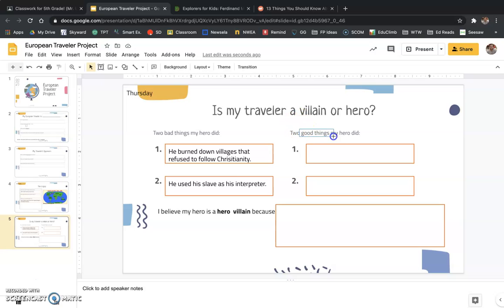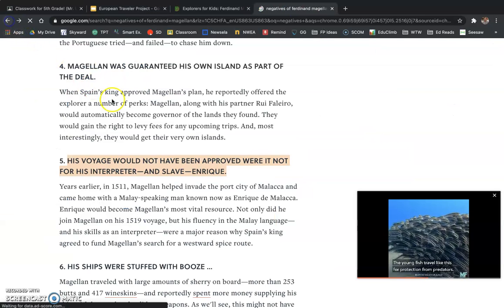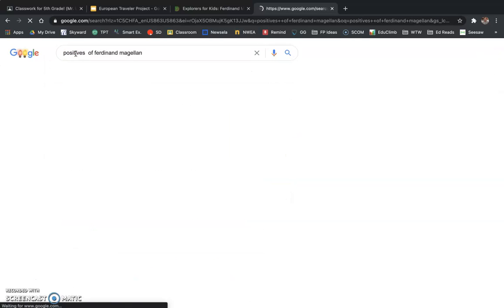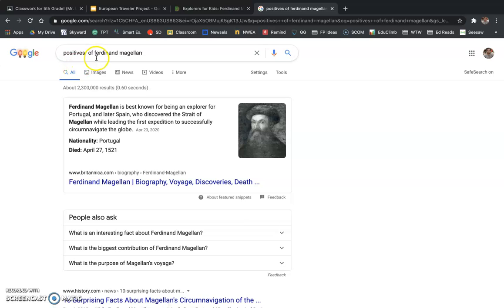Okay, two good things that my hero did. All right, so I'm going to actually change the question here. Instead of negatives of Ferdinand Magellan, I'm going to say positives of Ferdinand Magellan. Now, you can say positives of, and you can say whoever your traveler was: Leif Erikson, Christopher Columbus, John Cabot, Ferdinand Magellan.